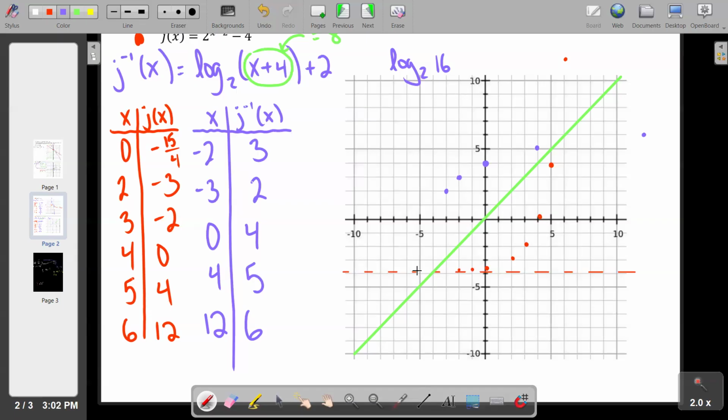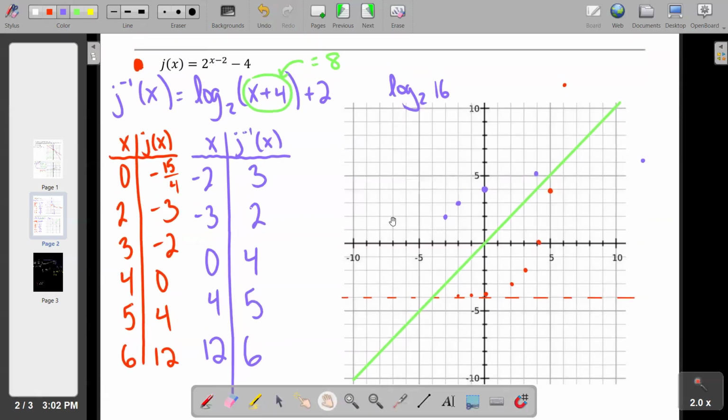Yeah. And so, it's interesting that you can kind of pick them out for different reasons. Normally 2 to the x minus 2 would have an asymptote at 0, but because of the -4, it bumps his horizontal asymptote down 4. And then the purple guy has an asymptote right where it should.